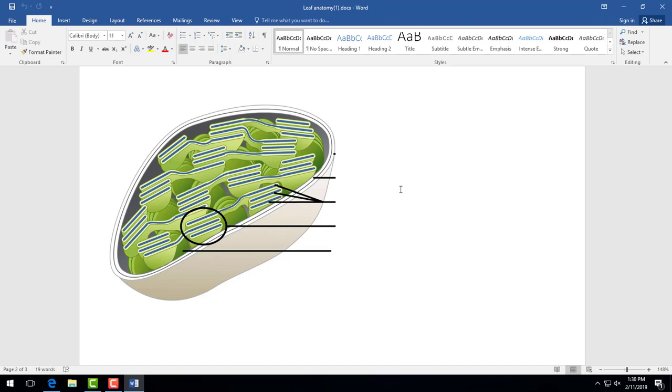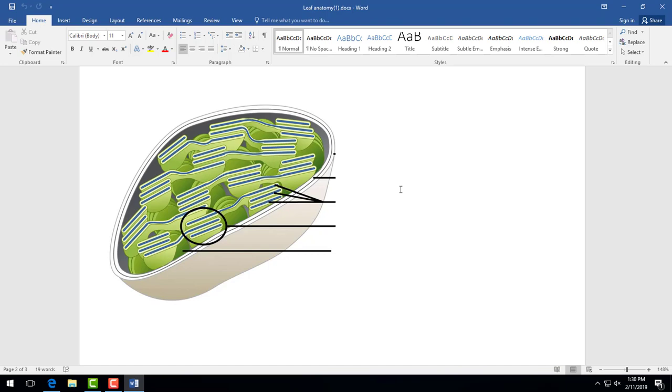So the chloroplast has some specific parts. We have just the membrane of the chloroplast. It doesn't have any fancy name, just the membrane. There's an inner and outer membrane.